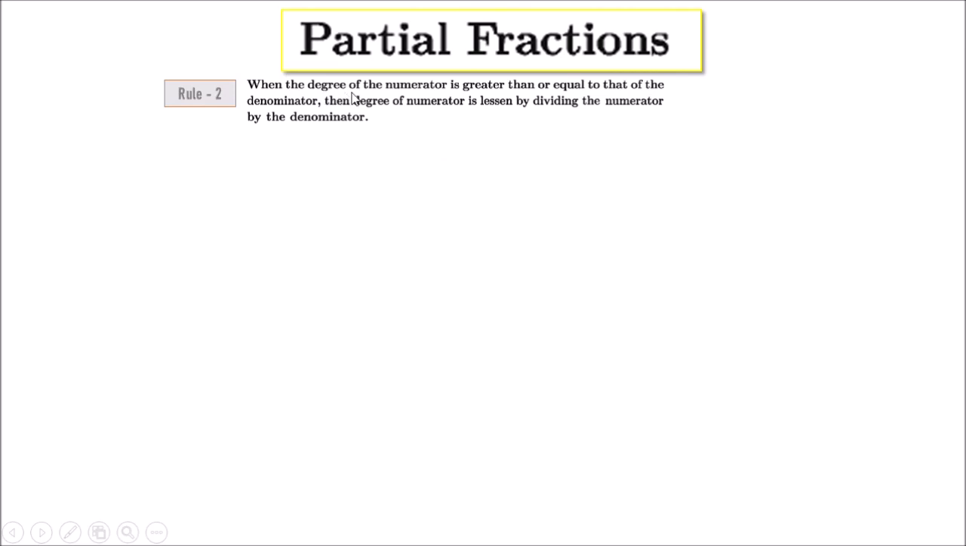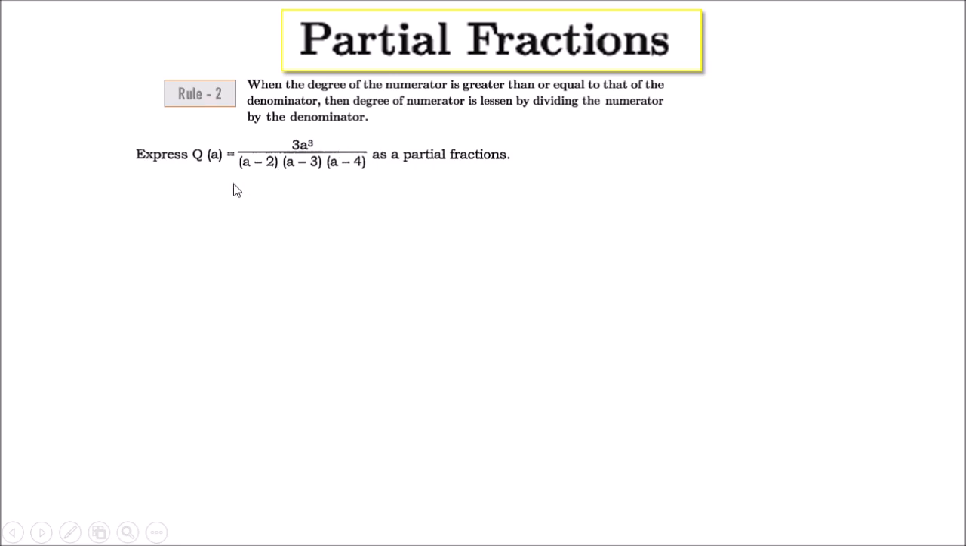So the next one, again look, rule number 2: when the degree of the numerator is greater than or equal to that of the denominator, then the degree of the numerator is lessened by dividing the numerator by the denominator. So another example, look here. How many factors are here in the denominator? 1, 2, 3 factors are there. If you multiply them, you will get a cube, and here in the numerator is 3a cube. The coefficient of the highest degree will be 1.